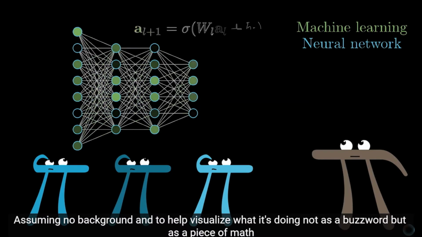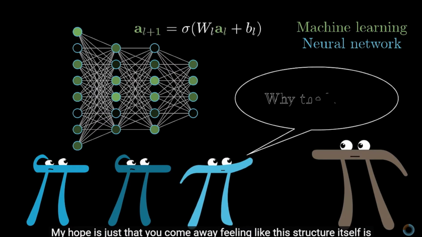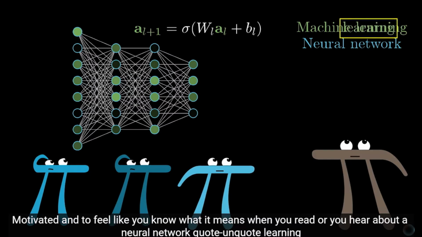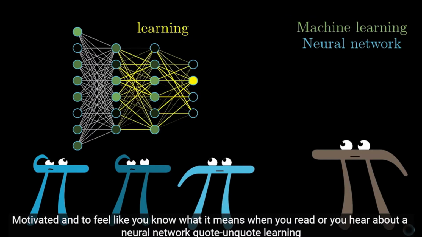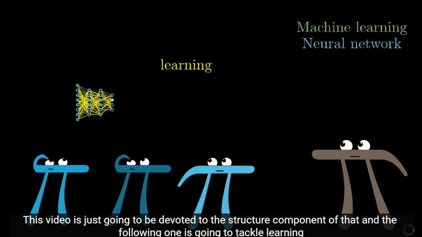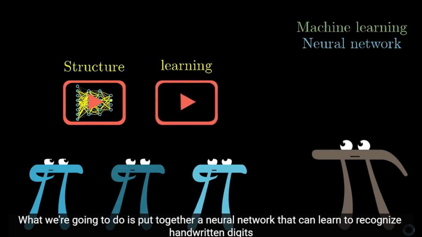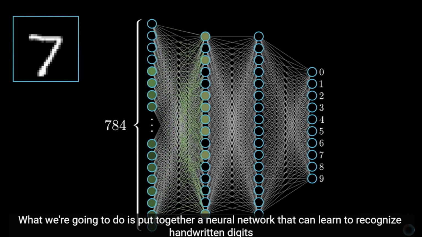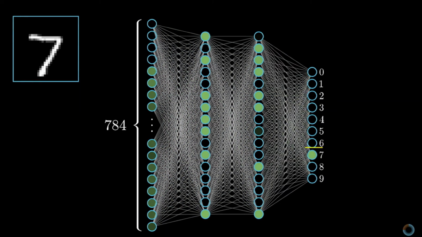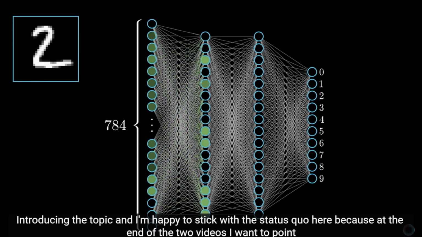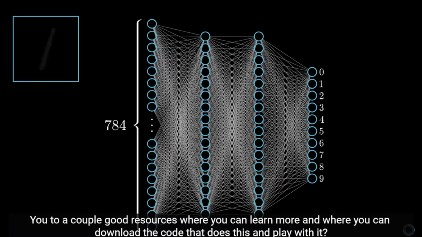Not as a buzzword, but as a piece of math. My hope is just that you come away feeling like the structure itself is motivated, and to feel like you know what it means when you read or you hear about a neural network, quote-unquote, learning. This video is just going to be devoted to the structure component of that, and the following one is going to tackle learning. What we're going to do is put together a neural network that can learn to recognize handwritten digits. This is a somewhat classic example for introducing the topic. And I'm happy to stick with the status quo here, because at the end of the 2 videos, I want to point you to a couple good resources where you can learn more, and where you can download the code that does this and play with it on your own computer.